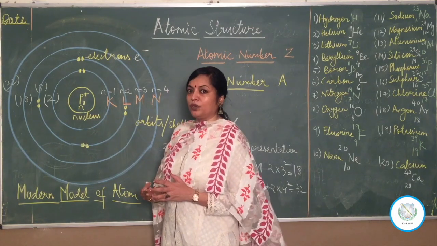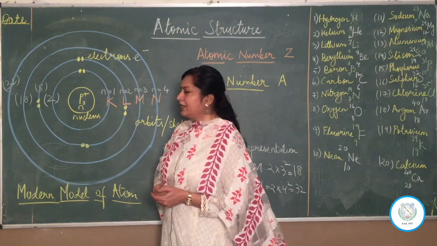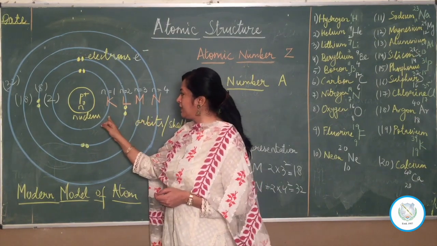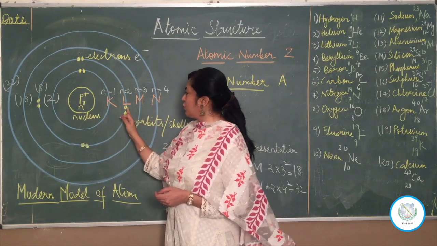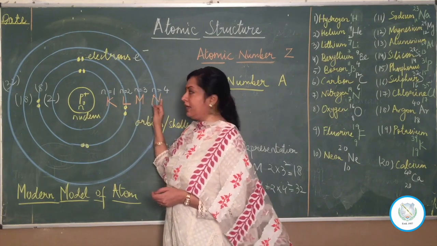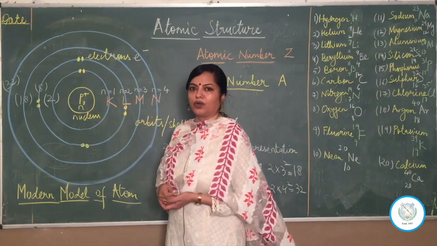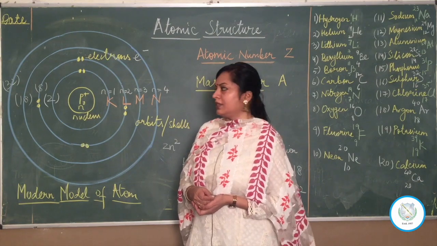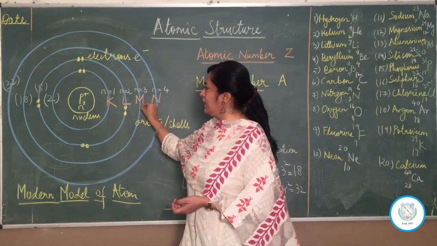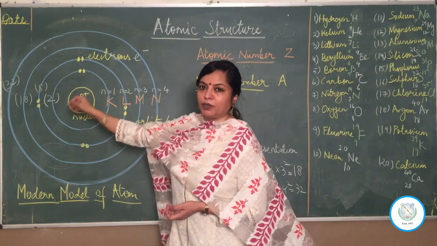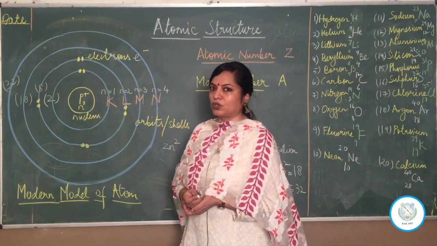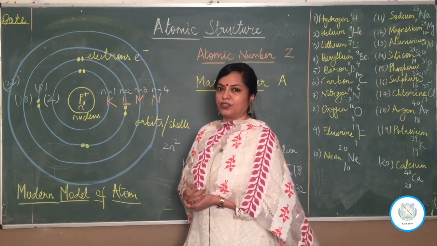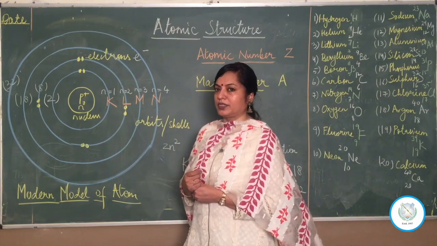But the third rule was slightly different. It said that the outermost shell, no matter which one is the outermost, maybe K, L, M, N, pertaining to L, M, N, the outermost shell of an atom can never have more than 8 electrons. That means even if the outermost shell is M and it is capable of having 18 electrons, still if it is outermost, it cannot have more than 8 electrons. We will do some examples for you to understand better.